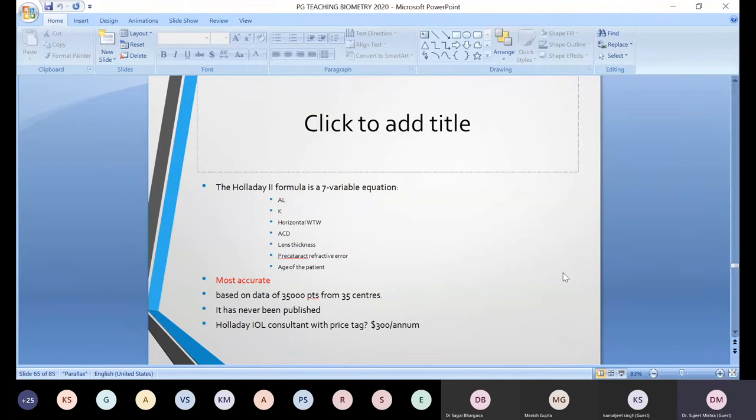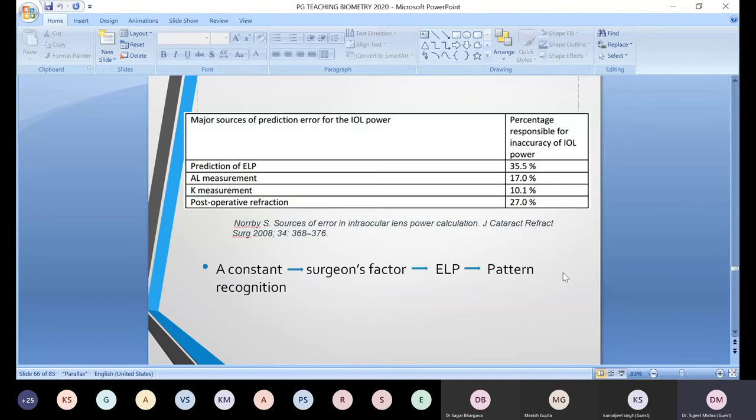Holladay, what he did, he took into consideration more parameters to identify where the lens will sit inside the eye. He took into consideration 7 variables: axial length, keratometry, horizontal white-to-white, ACD, lens thickness, pre-cataract refractive error, and age of the patient. He never presented actual calculations, but during his presentations in conferences, people captured his slides and came to know that it was based on data of 35,000 patients from 35 centers. It was never published, and initially it was charged some $300 per annum. Now it is, I think, given with IOL Master 500, but that will not have lens thickness.